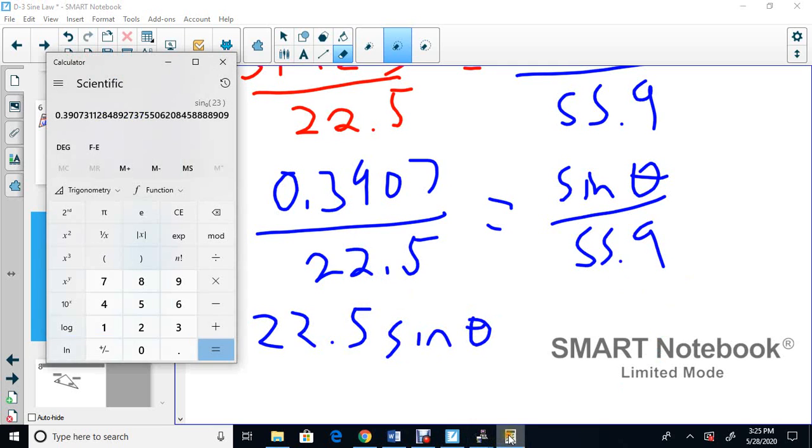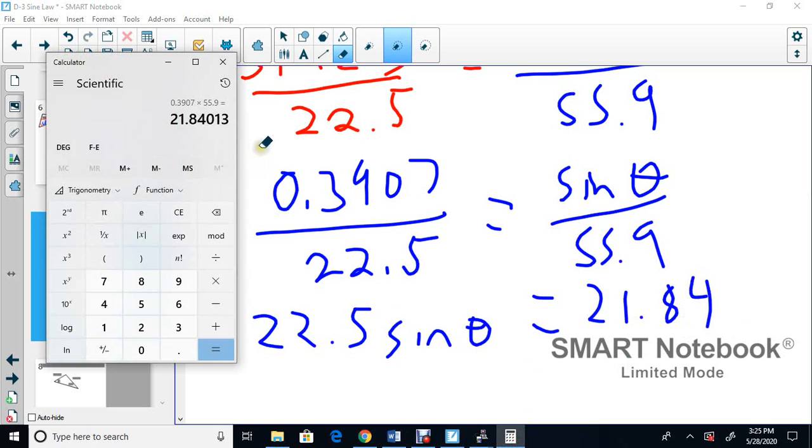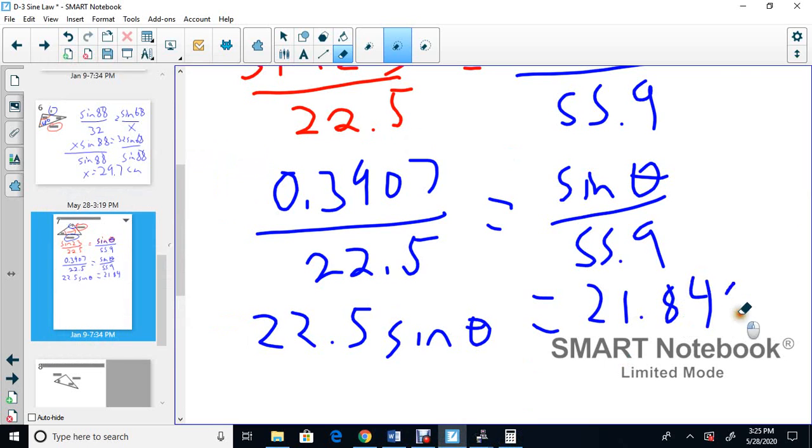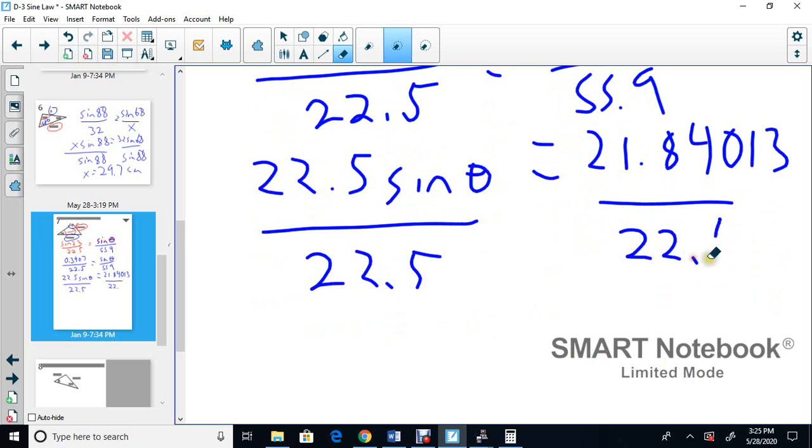And then they multiply these two numbers. So they go to their calculator here and they get 0.3907 times 55.9, and they get 21.84013, 21.84. Make sure I write that out correctly. And now they want sine by itself, so they divide by 22.5 on both sides.